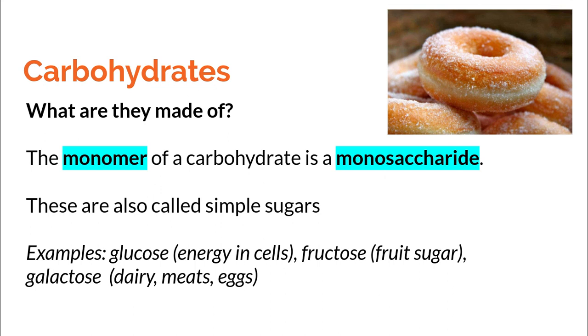Some examples of these monosaccharides are glucose, fructose, and galactose. Glucose creates energy in cells. It's a source of energy in cells. Fructose is the type of sugar that you get from fruits. And galactose is a type of sugar that is found mostly in dairy, but also eggs and meats.